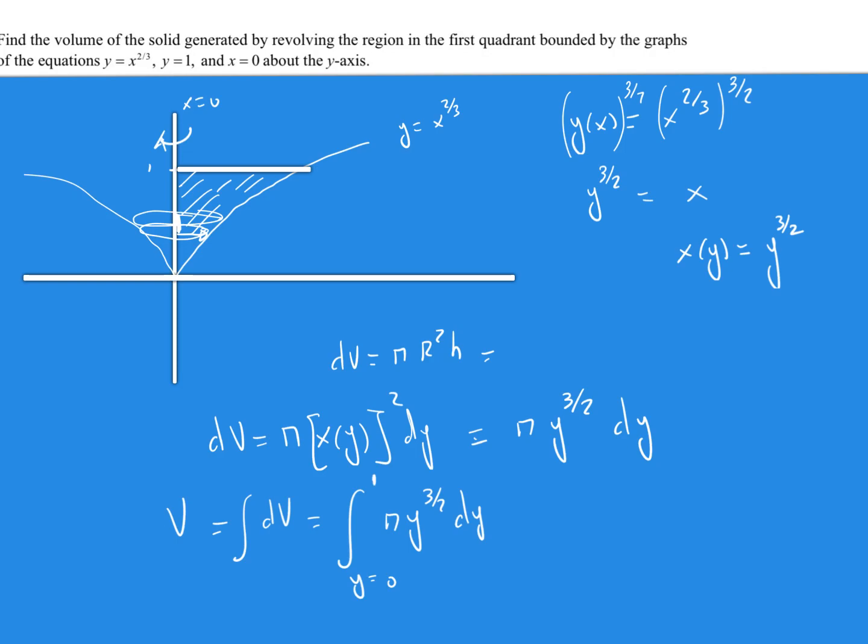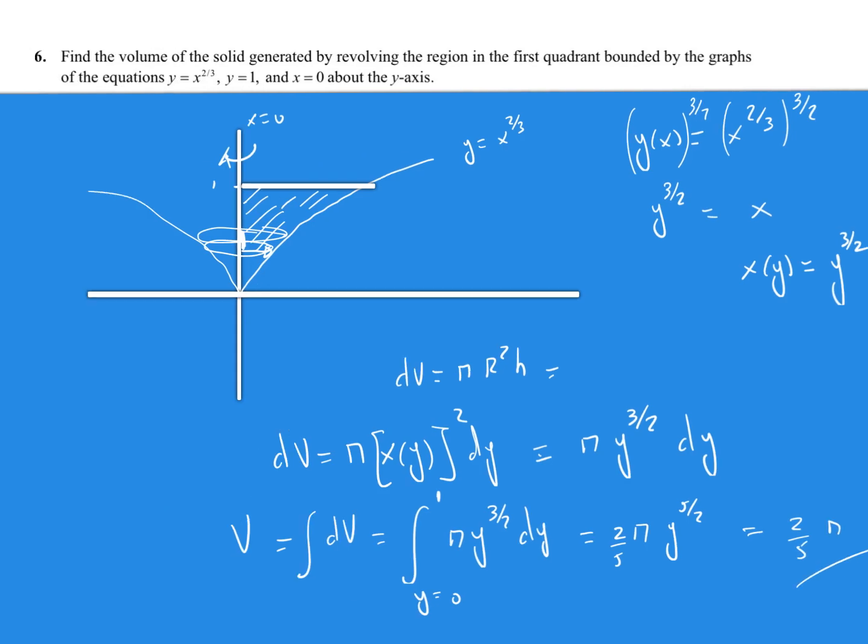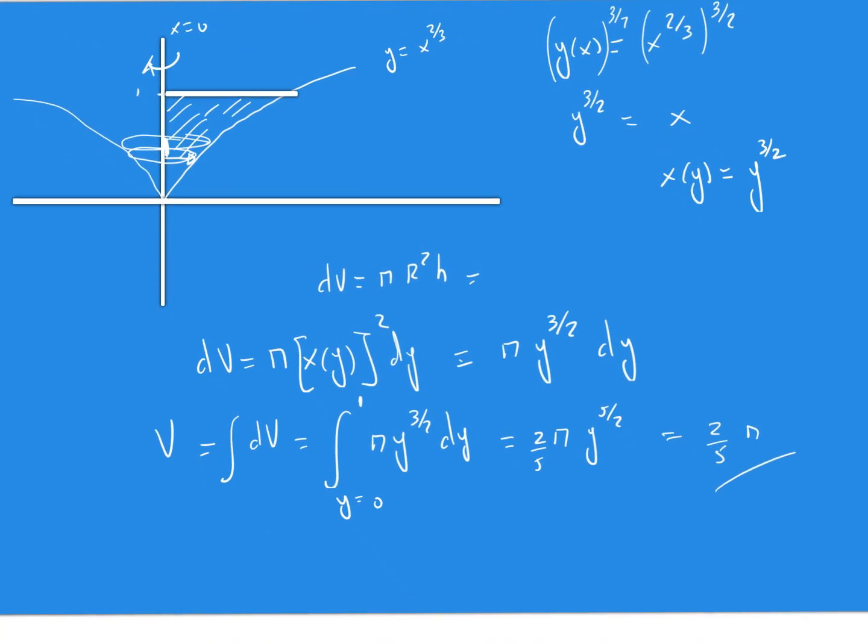So you integrate from y equals 0 to y equals 1, so it will be pi y^(3/2 + 1), which is y^(5/2). Divide by 5/2, which is multiplying by 2/5. Between 0 and 1, this is 1, so it should be 2/5 of pi. This is the volume. But I made a mistake, because x of y is squared, so I didn't put the square. So let's correct it.